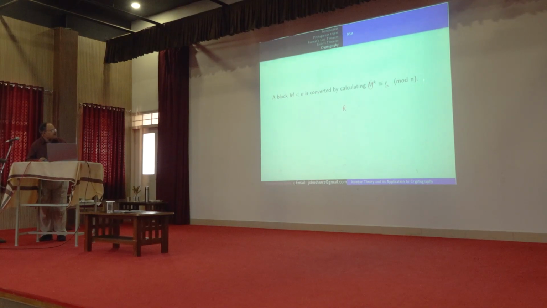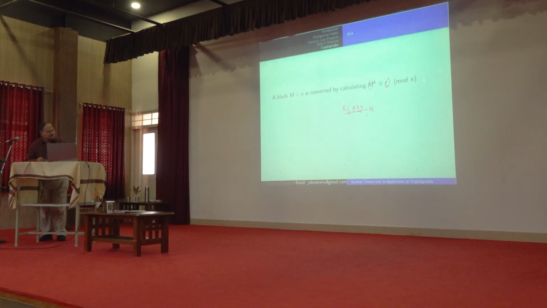Just now we had the message ready. This message, you write in digital equivalents. For example, I said A is 00, E is 05, D is 04. Like that, you make the digital equivalent and take whatever you have as M, and raise power K on that. That can be done only by a computer. There are algorithms to do that. It is congruent to R mod N, and you send that R.